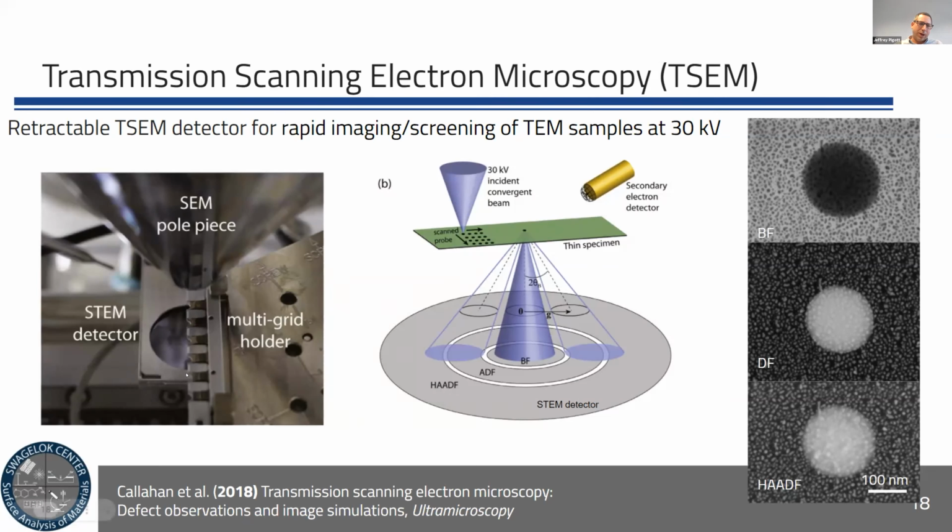But basically you can load a TEM grid or a focused ion beam grid into the sample holder, and then the detector comes in underneath the sample, and you can shine the 30 kV electron beam, as opposed to a TEM, which is 200 or 300 kV. You can shine the 30 kV electron beam on the sample and get the same type of images as you would on a TEM. So bright field, dark field, high angle annular dark field. So these are the three basic types of TEM images.